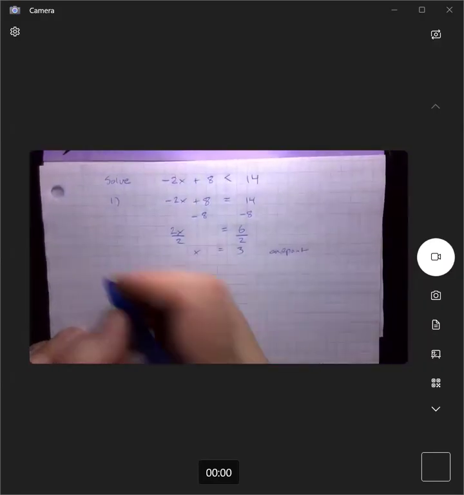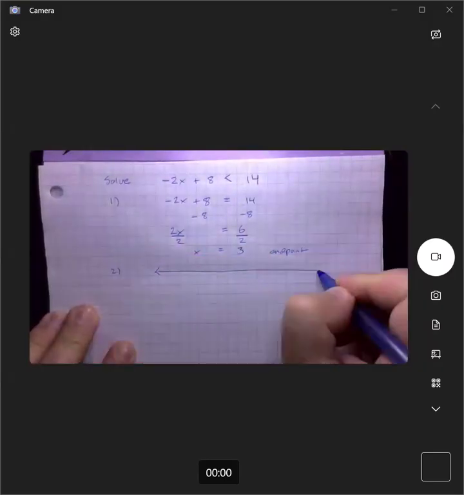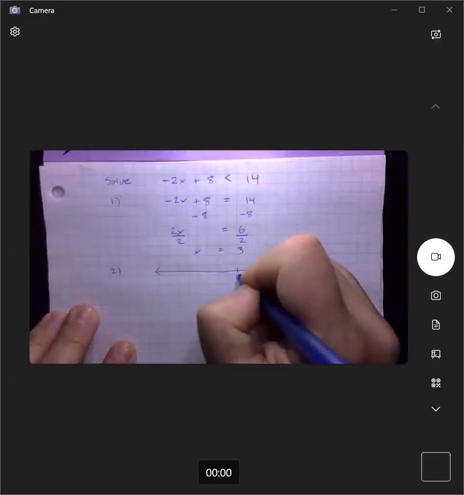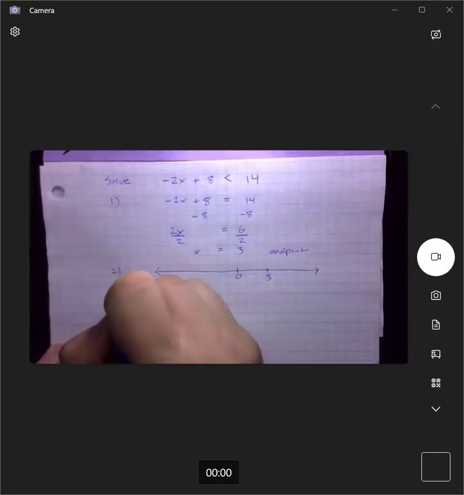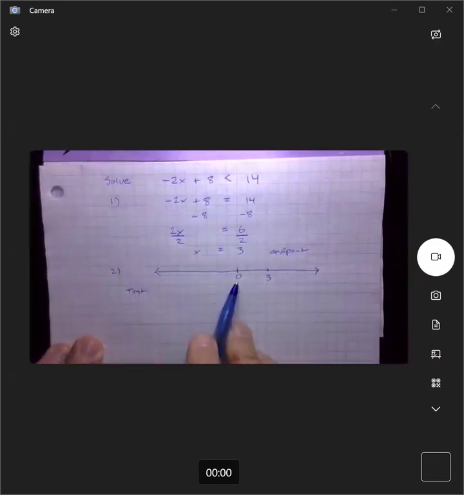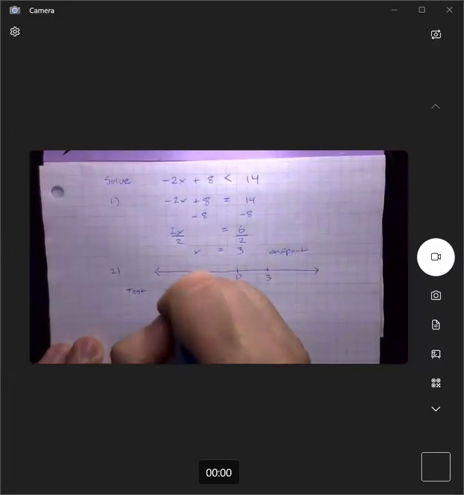And everything else is like what we've just done. Let's build our number line: 0, 1, 2, 3. That's the endpoint. And so I'm going to test numbers bigger than 3 and numbers smaller than 3. The easiest number to test that's smaller than 3 is 0, and bigger than 3, I think 4 is easy enough to test.